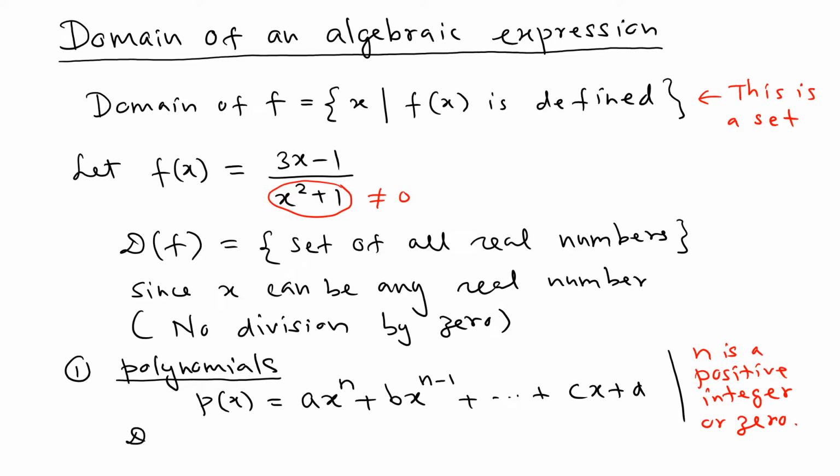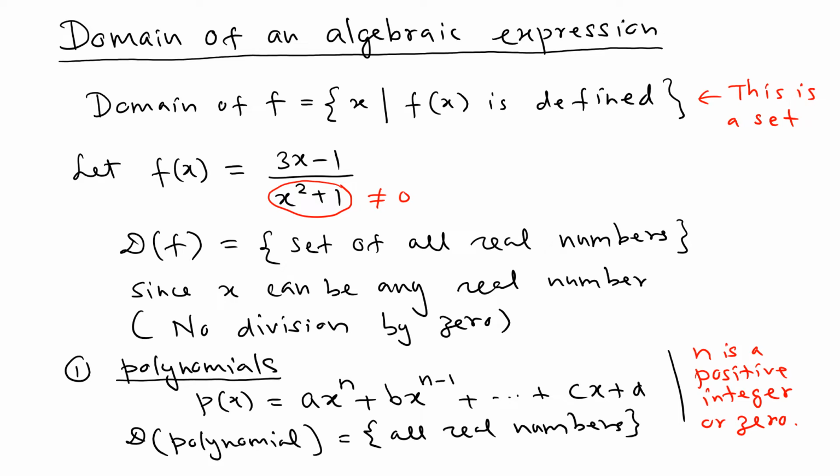So the domain of a polynomial is simply the set of all real numbers. Sometimes we write this as script R, which is the notation for the set of all real numbers. This is simply negative infinity all the way up to positive infinity.